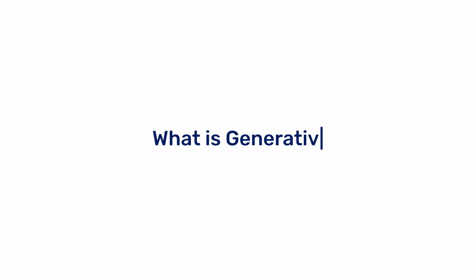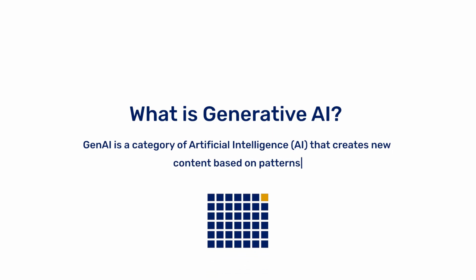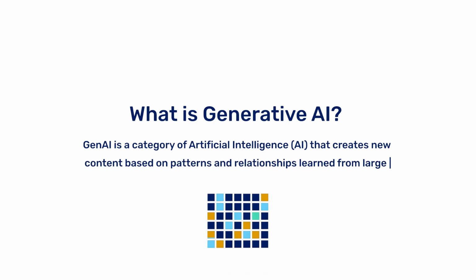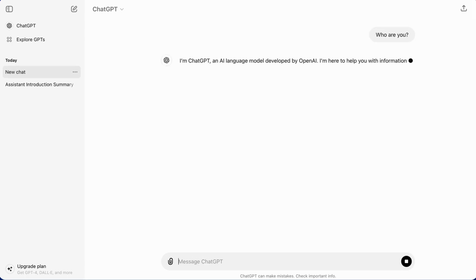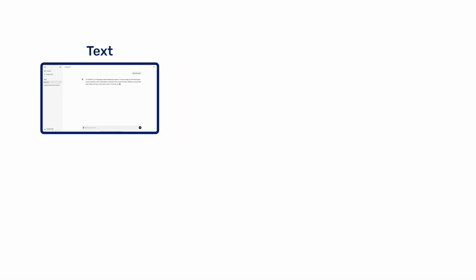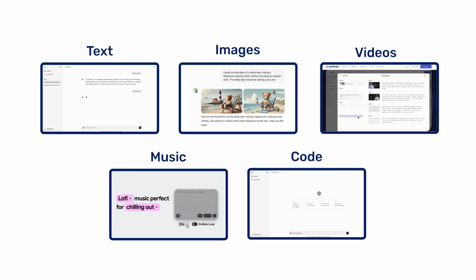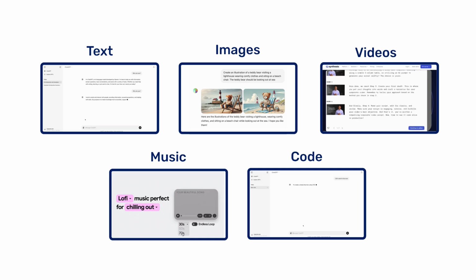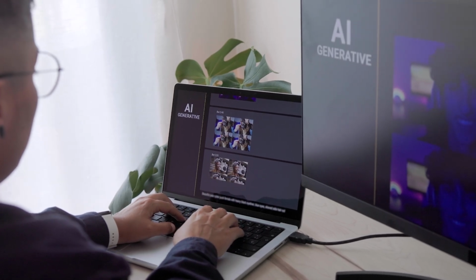What is generative AI? Generative AI is a category of artificial intelligence that creates new content based on patterns and relationships learned from large sets of data. And while you may be more familiar with large language models like ChatGPT capable of generating text, this type of AI can also generate images, video, music, and code, with new types of outputs continuing to be developed.